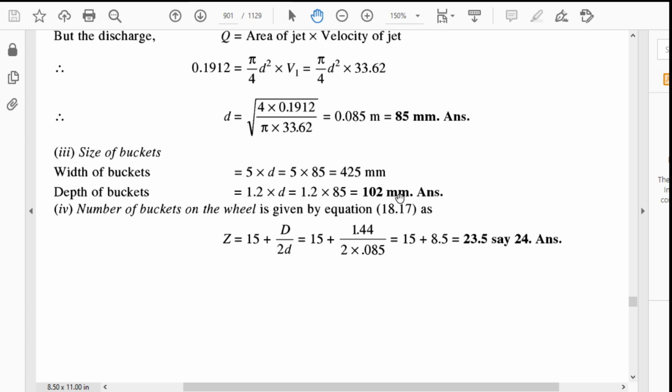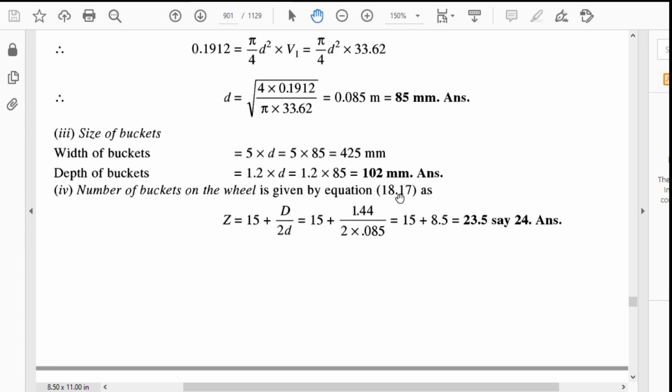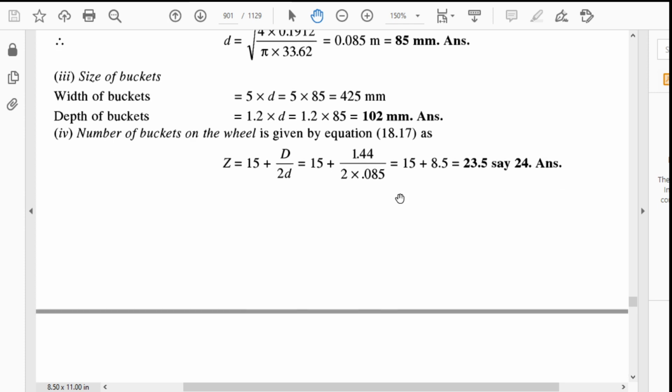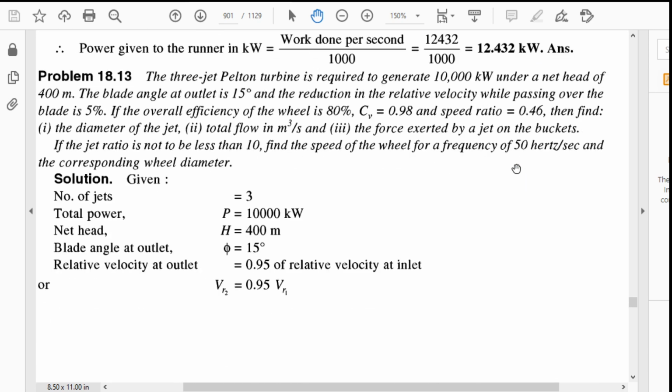Now the last is the number of buckets on the wheel. For this also the formula is known to us. Z will be 15 plus D divided by 2 small d. Substitute all the values here. You will get 23.5, that is approximately equal to 24 buckets on the wheel. Okay, this is about how to design the Pelton wheel. Now we'll move further to the next numerical.